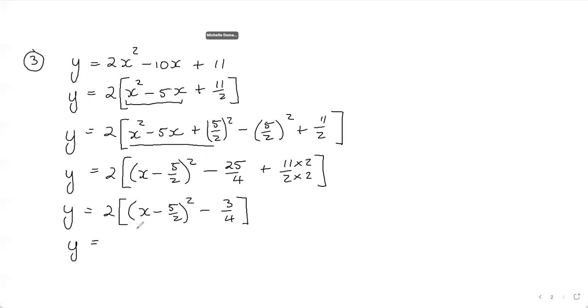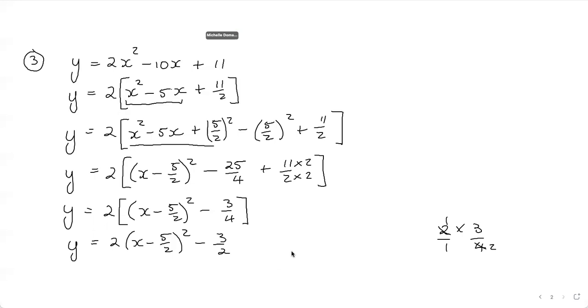So 2 times the first bit is just 2(x minus 5 on 2) squared minus, now I'll just do the calculation over here to show you where I get my answer. 2 times 3/4, think of that as 2 on 1. And we've got a common factor here, 2. 2 into 2 goes 1, 2 into 4 goes 2. So that leaves me with 3 over 2. And that's our final answer.